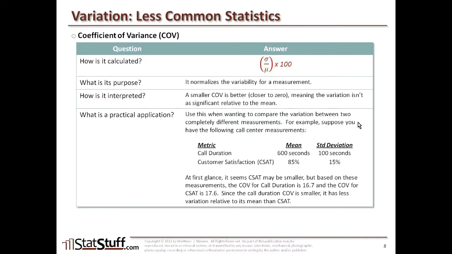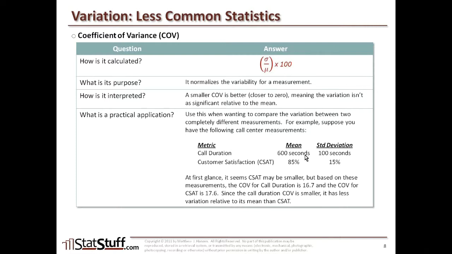So let's say we're trying to compare a couple of different metrics that we might see at a call center. They might have call duration as one metric. Let's say the average for that is about 600 seconds, which is about 10 minutes, with a standard deviation of about 100 seconds. We might have another metric, customer satisfaction, or CSAT. Let's say the average there is around 85%, but the standard deviation is about 15%.